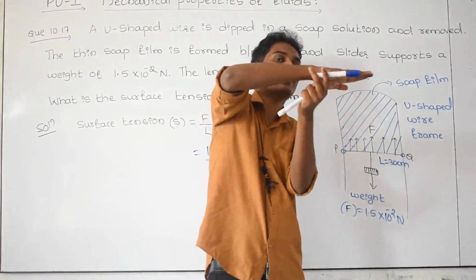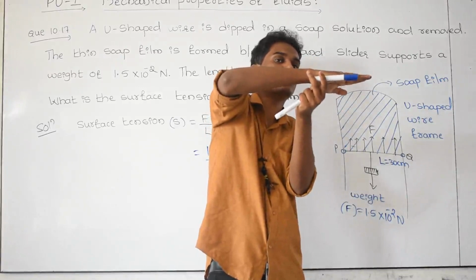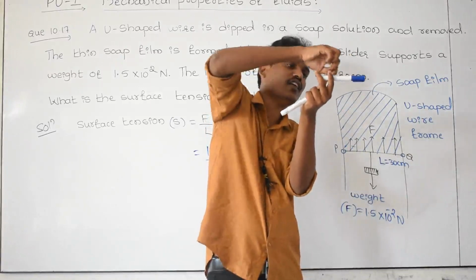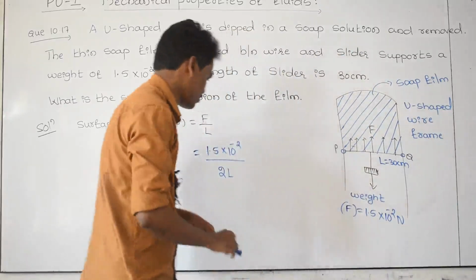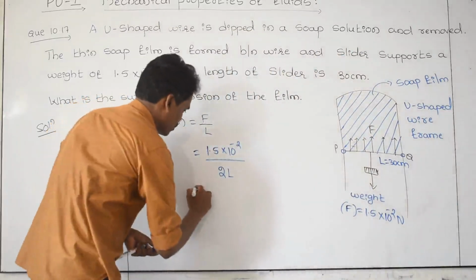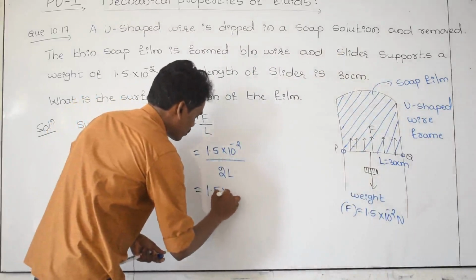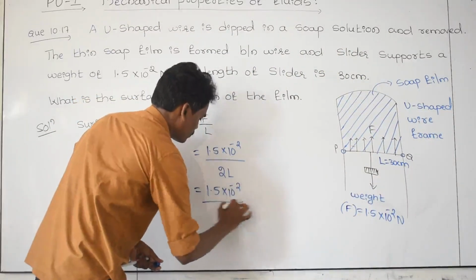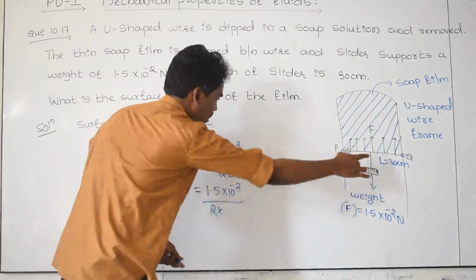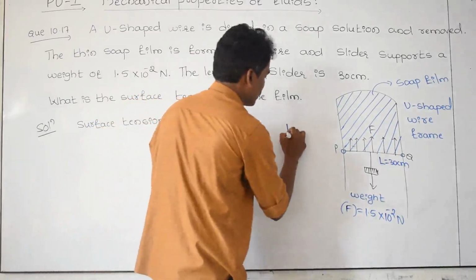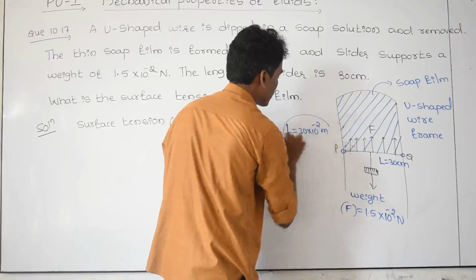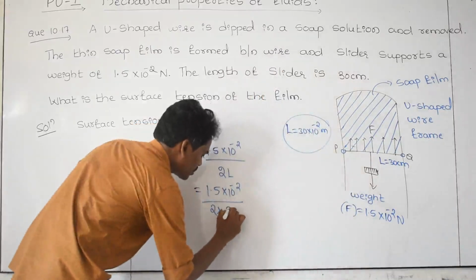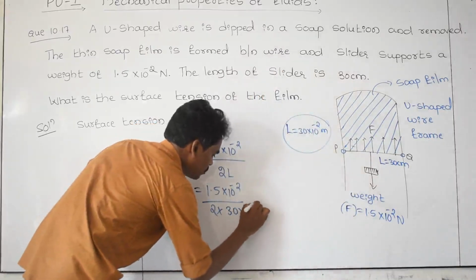Therefore, the wire length you need to consider is 2 times the length L, the top L and bottom L, 2 times L you have to consider. Therefore, 1.5 into 10 to the power of minus 2. As it is, length he has given 30 centimeter. L is equal to 30 into 10 to the power of minus 2 meter. In terms of meter, I have considered 30 into 10 to the power of minus 2.